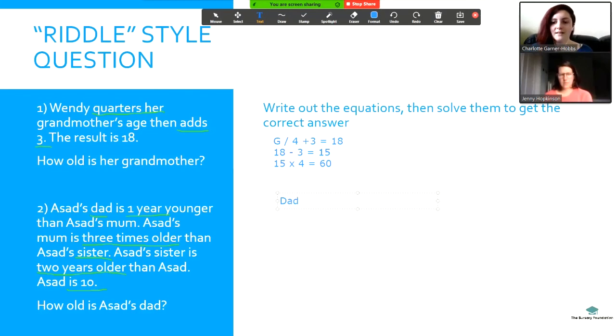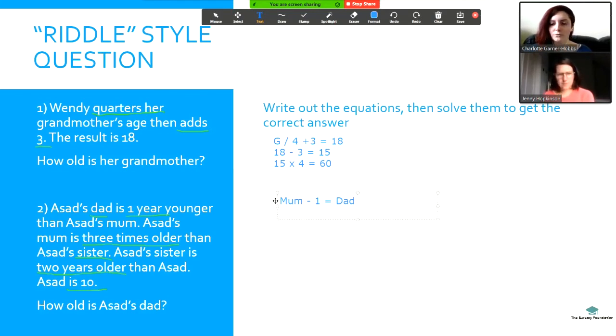So if dad is a year younger than mum, that means that we've had to say, well, mum minus 1 gives us dad, or m minus 1 equals d, for instance. Do we know how old mum is? No. So let's write something out for that.